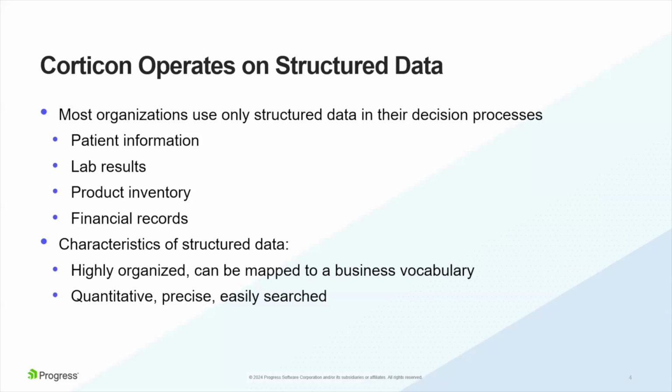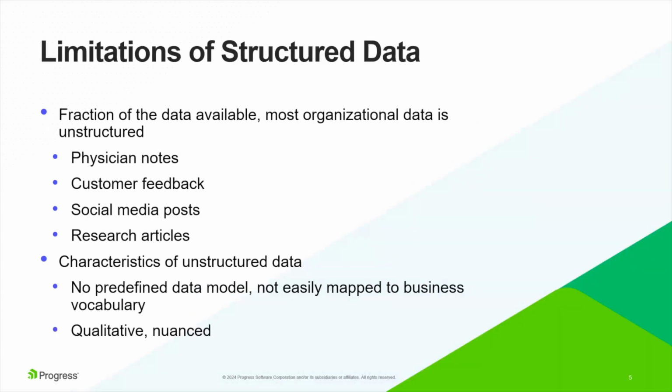So Corticon operates on structured data. Most organizations today use structured data in their decision processes. This could be patient information, lab results, product inventory. The characteristics of structured data is that it's highly organized. It can be easily mapped to a business vocabulary. It's quantitative, it's very precise, it's easily searched. The challenge is that structured data does not represent the whole scope of the data that's available to an organization. In fact, it's typically just a fraction of the data.